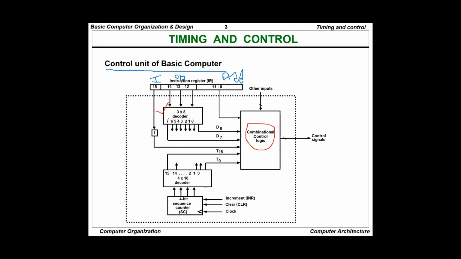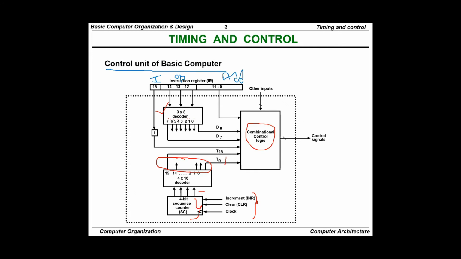Now here we'll take a 4-bit sequence counter. Here we have 3 inputs for that: increment, clear, clock. If it is a 4-bit sequence counter, that means I will have 4 inputs. So 2 power 4, I should get 16 outputs, right? So I will take a 4 into 16 decoder. I will provide 4 inputs here, and I will get 16 outputs, starting from 0 to 15.